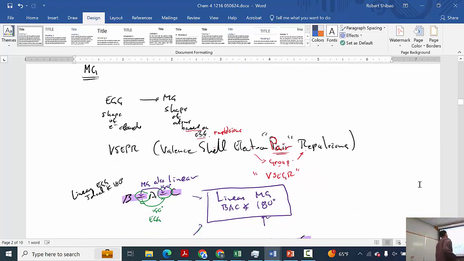All right, we aren't interested in electron group geometry. We're interested in something called the MG. The MG stands for what? Molecular geometry. And so ultimately what we want is the molecular geometry. And so the EGG gives us the shape of the electron clouds. And when we look at the shape of the electron clouds, we have to pay attention to VSEPR. VSEPR stands for valence shell, electron, pair, repulsion. I put pair in quotation marks here because I prefer to use the word group. And so mine, again, would be VSGR, not VSEPR.